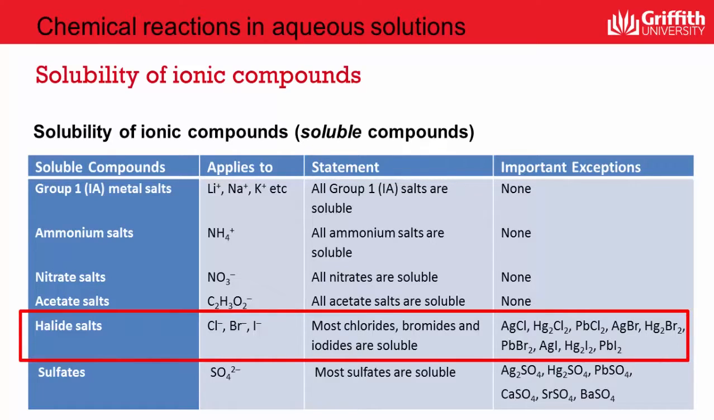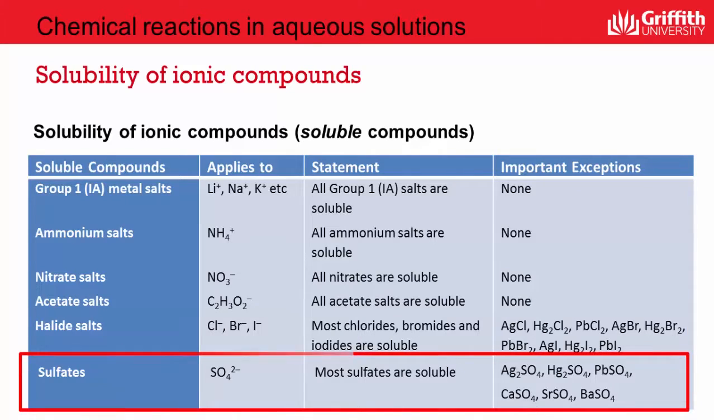Most of the halide salts, the salts containing chlorides, bromides, iodides, most of these are soluble in water as well. There are 3 important exceptions, however. Silver, mercury and lead. So you can see there's silver chloride, mercury chloride, lead chloride, important exceptions. They are insoluble in water. They will not dissolve. Silver ions in the presence of chloride ions will actually form a solid precipitate. They will not dissolve in the presence of each other, and it's the same for the mercury and the chloride and the lead and the chloride.